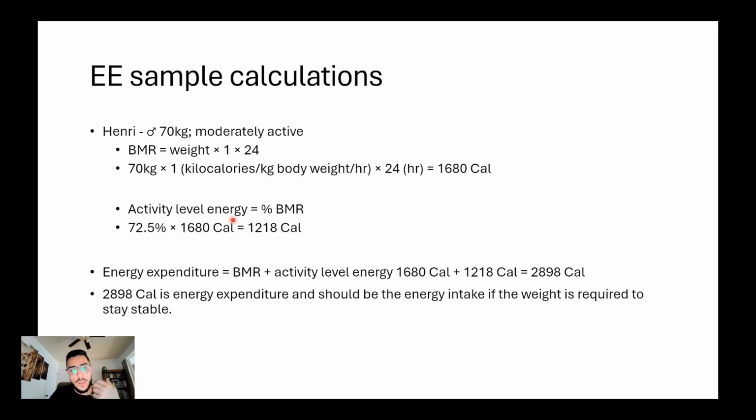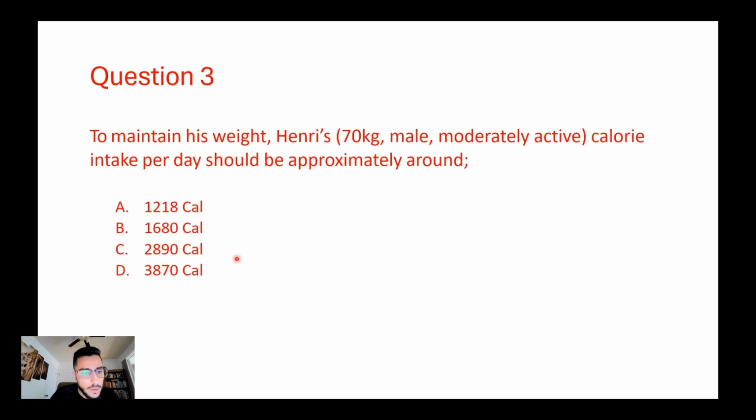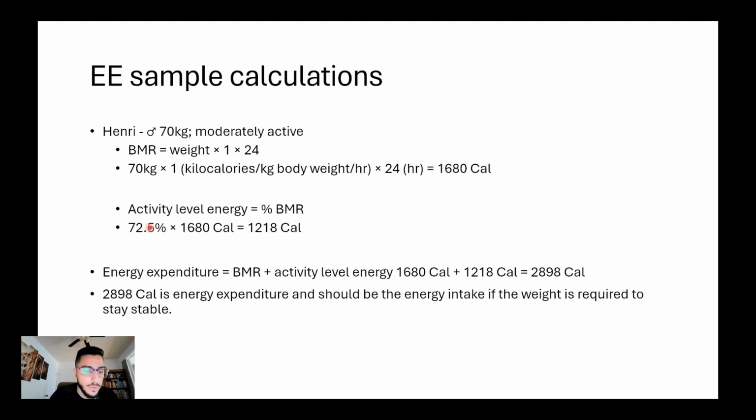Then you need to calculate the percentage of the BMR, which is basically the activity level. And since he's moderately active, it's between 65 to 80%. You can take the middle of that, which is 72.5, for example, as an average, multiply it by the BMR, and you'll get 1,218 calories. You add these two, that gives you the amount of energy spent during the day. And so if you're trying to maintain that same weight, then you will probably be eating this amount of calories.